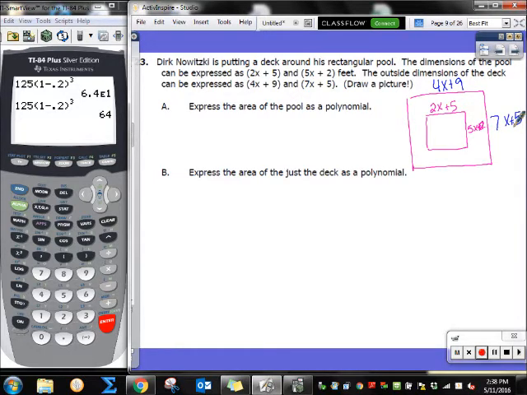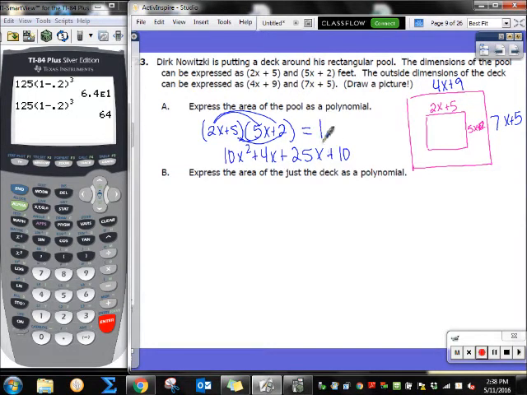So it says express the area of the pool as a polynomial. Well, I'm going to have to multiply those dimensions. So that's 2x plus 5 and 5x plus 2. So if we double distribute, 10x squared plus 4x plus 25x plus 10. So the area of the pool in terms of x is 10x squared plus 29x plus 10.